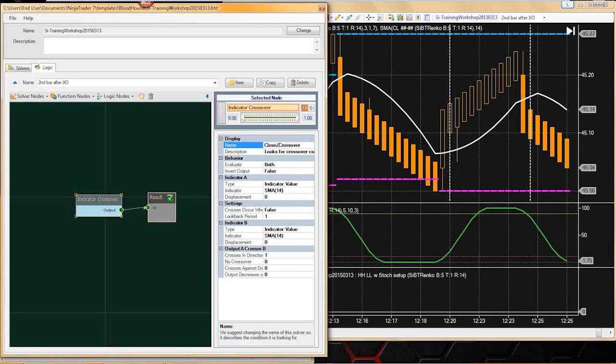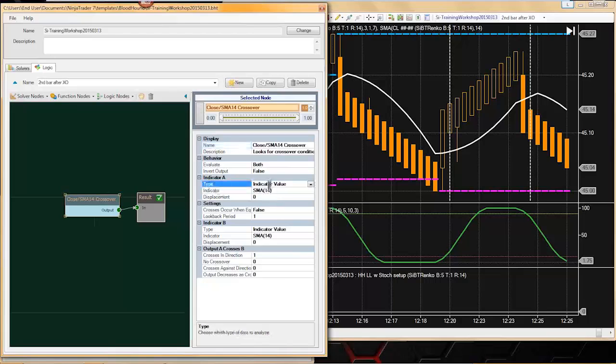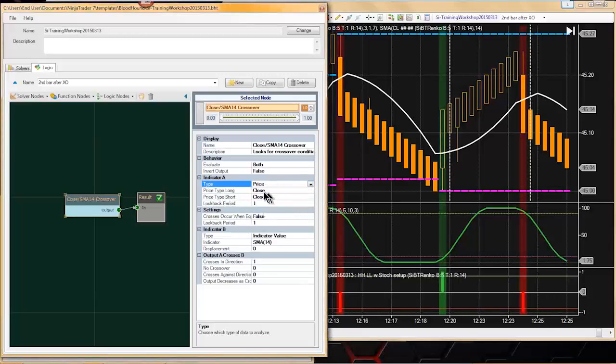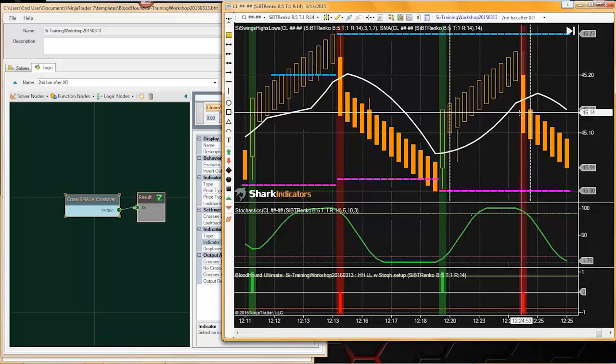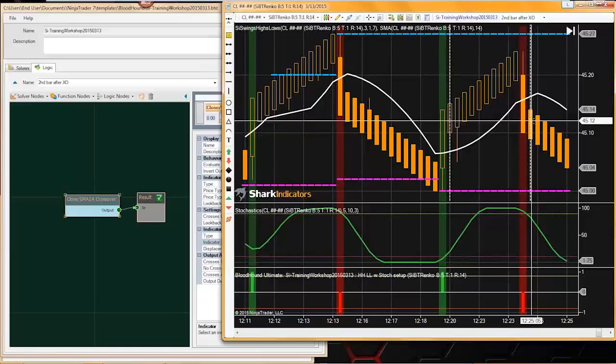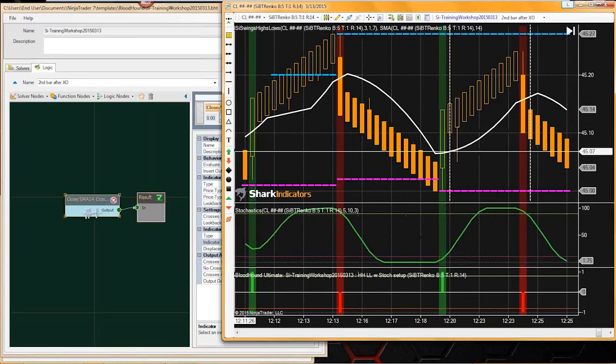Okay, so we're using the close price to cross the SMA 14. Alright, so we're going to set indicator A to the closing price of the bar. Right, so the close is already set by default. And great, actually the solver is set to our SMA 14 by default. Right, so there's the crossover on the original bar, but we need to actually shift it onto the second bar here.